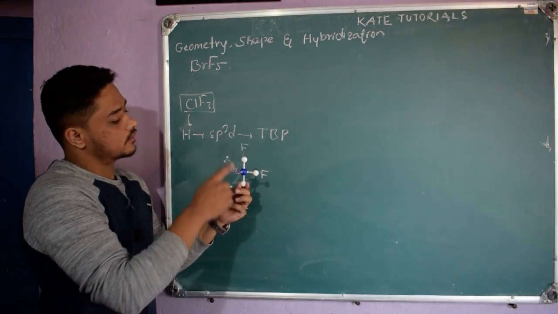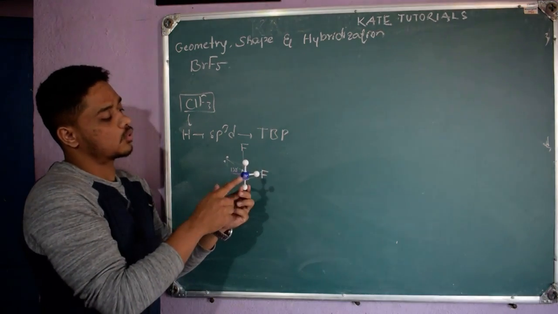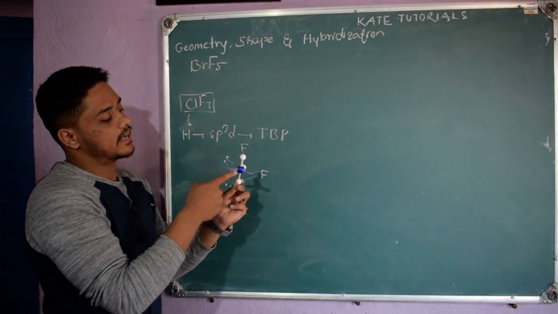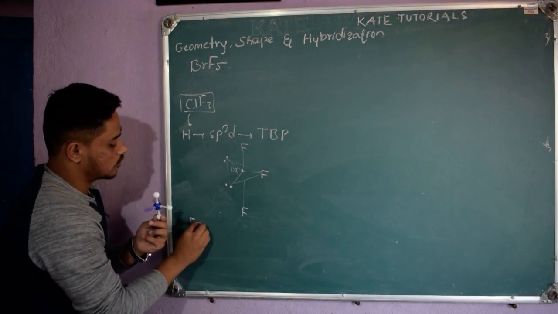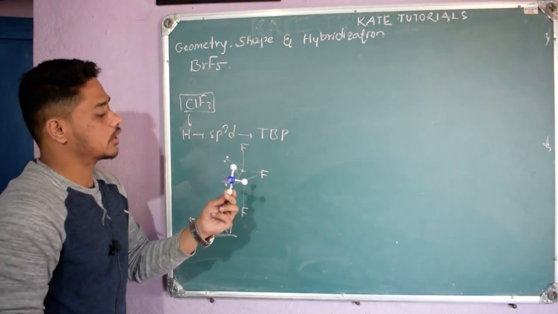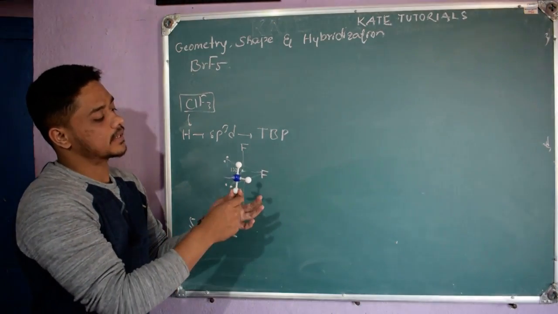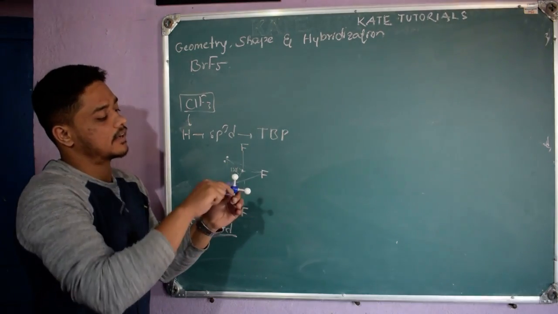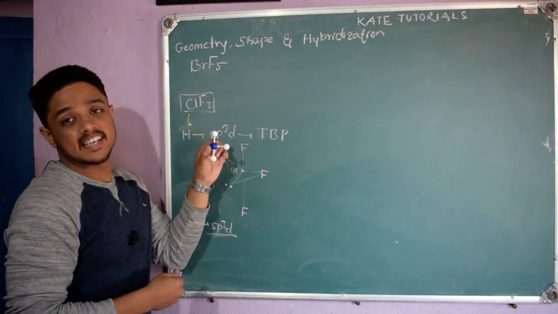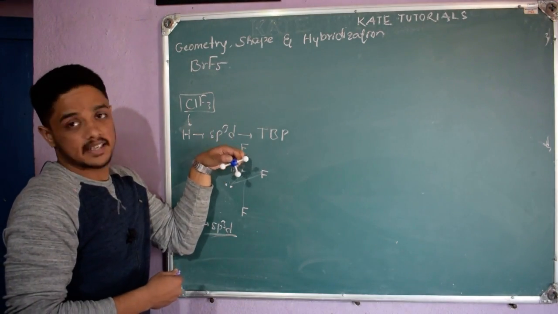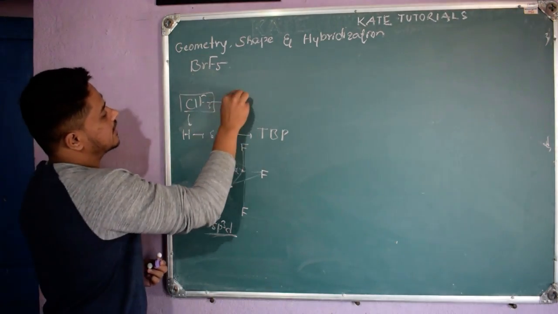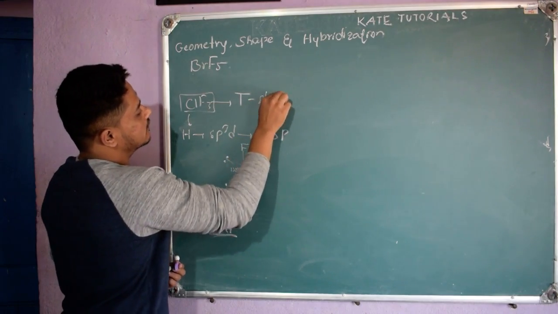I told you, while counting hybridization, you should count lone pairs and sigma bonds. So lone pairs 1, 2, sigma bonds 3, 4, 5, total it is 5. So 5 means sp3d. So hybridization is sp3d. But to tell the shape, we should not see the lone pairs. If I remove one lone pair and the second lone pair, now you see, it looks like a T shape, right? If I turn it like this, it is a T shape. So we call the shape of ClF3 T-shaped, because it looks like a T.